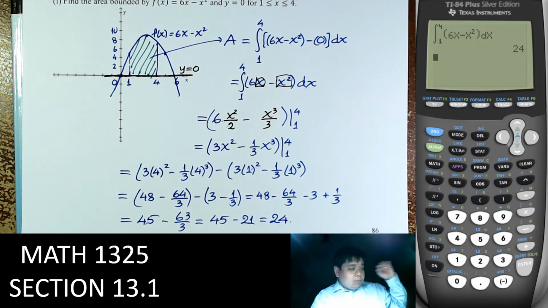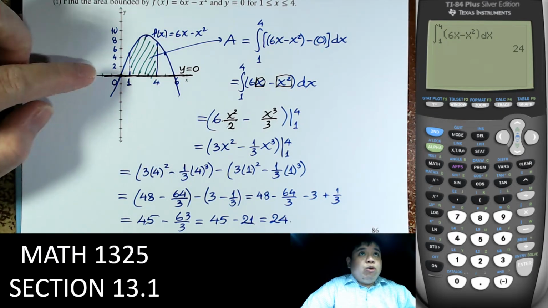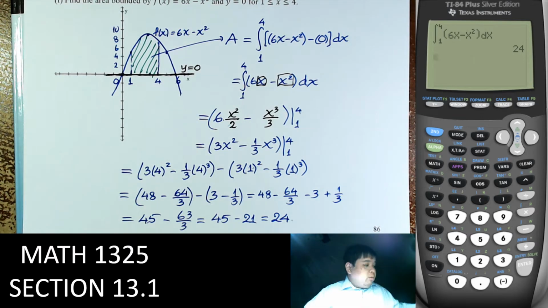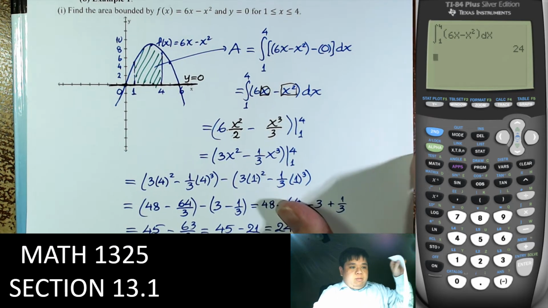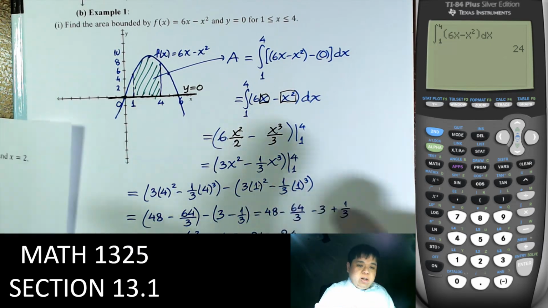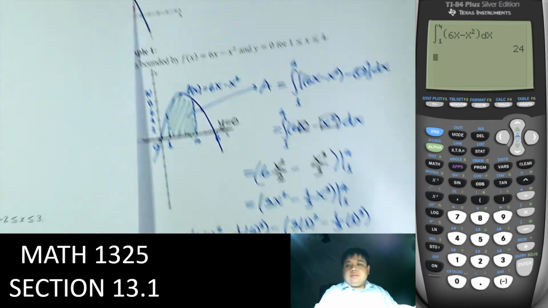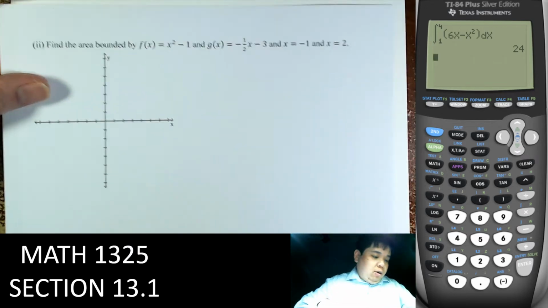Right? So it's useful to plot to see which function is above, which function is below. This one is easy. We know y equal to 0, and then the parabola goes up and down, so it goes like that. Right. Next.